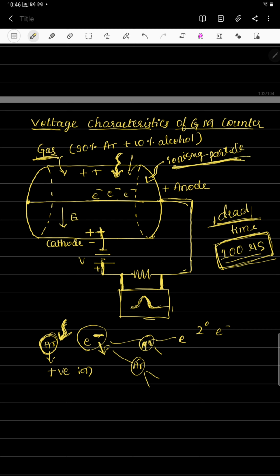Now our aim is to see how the GM counter responds to the applied voltage. This is the battery that we have connected. By varying this voltage, we are going to study how the count rate varies. That is the voltage characteristics of the GM counter.